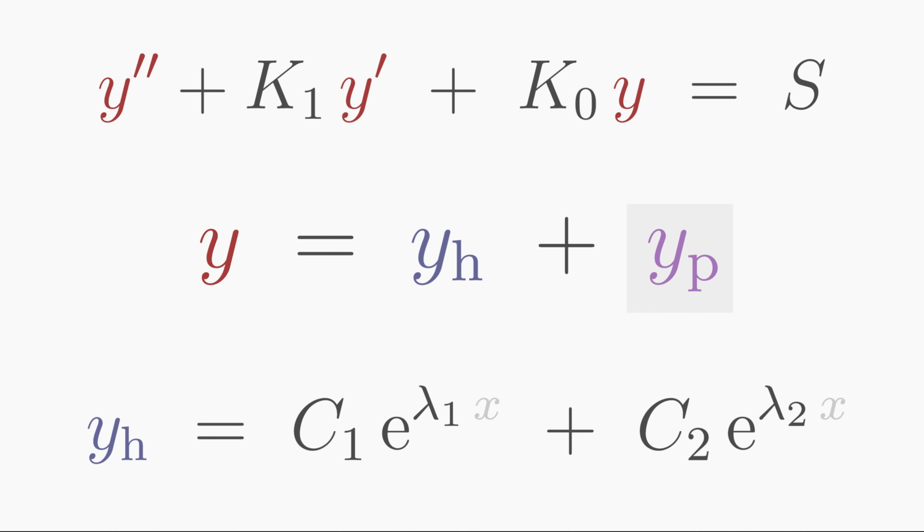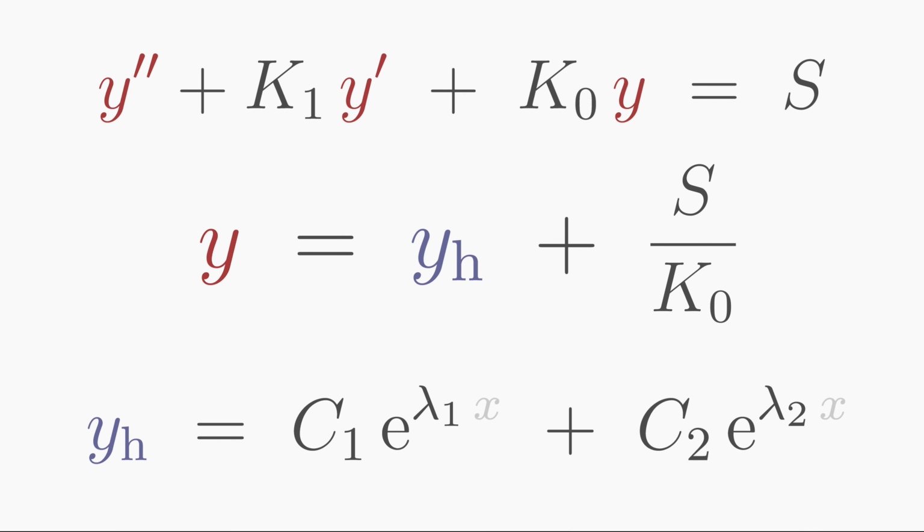For the particular solution, we have to choose an appropriate approach depending on what form the perturbation function s has. Here we look at the simplest possible form, namely when the perturbation function s is constant. Then the particular solution is given by the perturbation function divided by the coefficient k0. Yp is equal to s over k0.